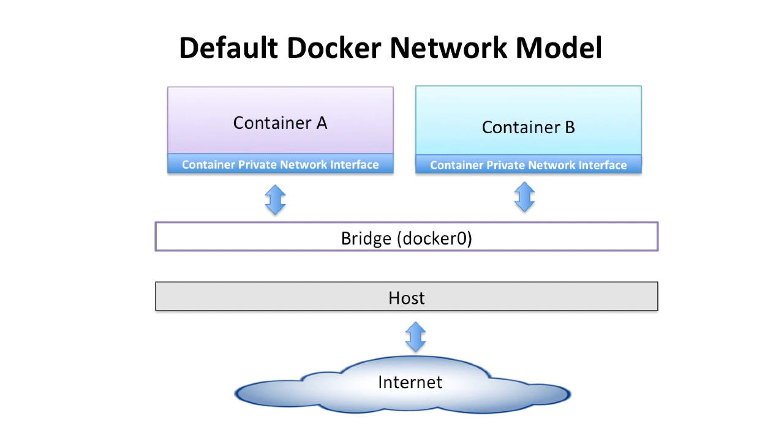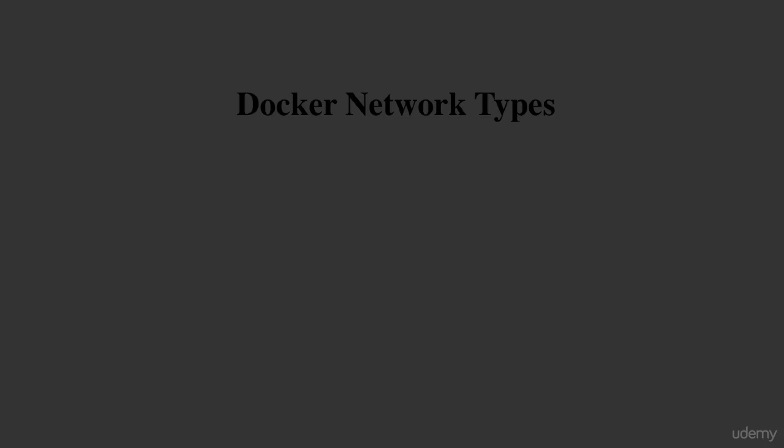Each container connects to the bridge network through its container network interface. Containers can connect to each other and connect to the outside world through this bridge network interface. This is how the default Docker network model, called bridge network, looks like.